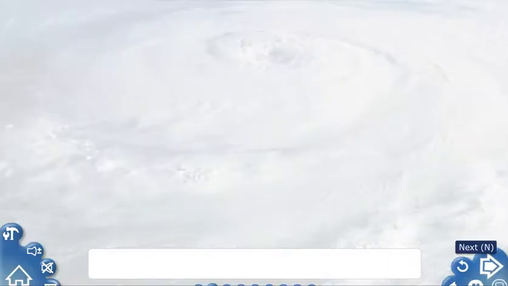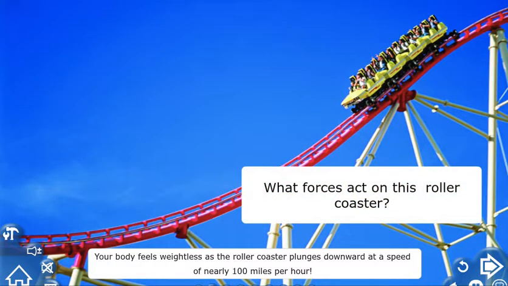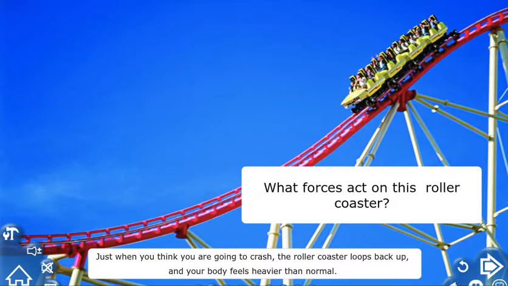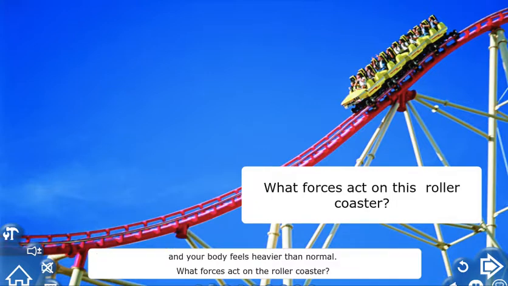Your body feels weightless as the roller coaster plunges downward at a speed of nearly 100 miles per hour. Just when you think you are going to crash, the roller coaster loops back up and your body feels heavier than normal. What forces act on the roller coaster? Let's find out.